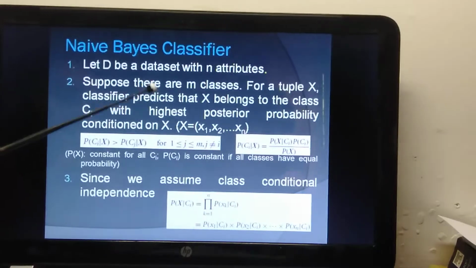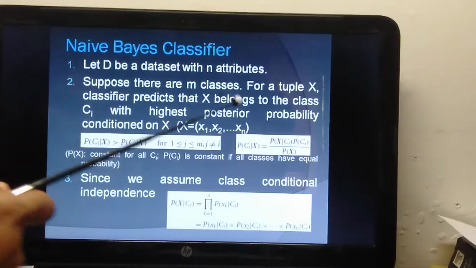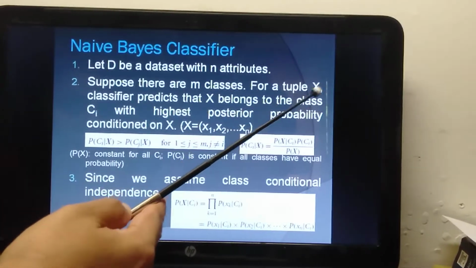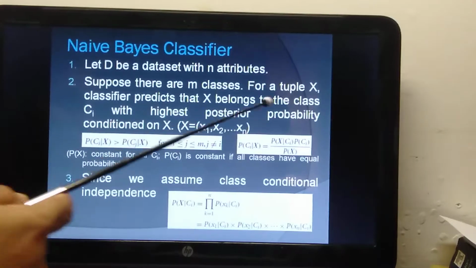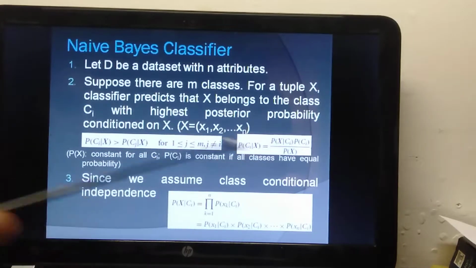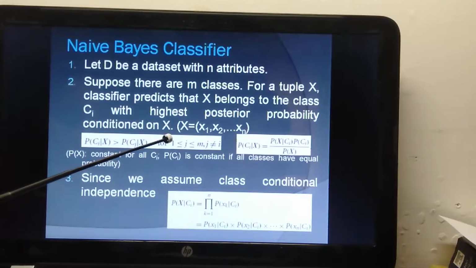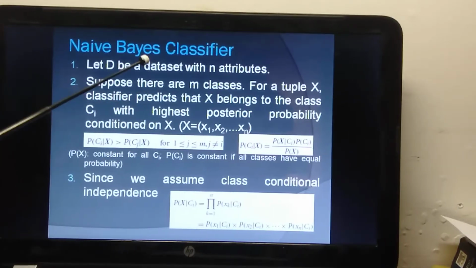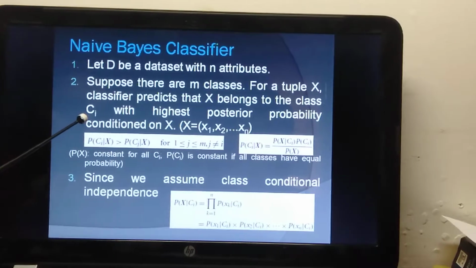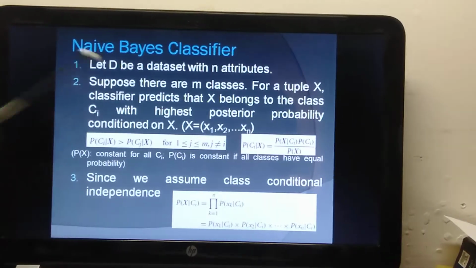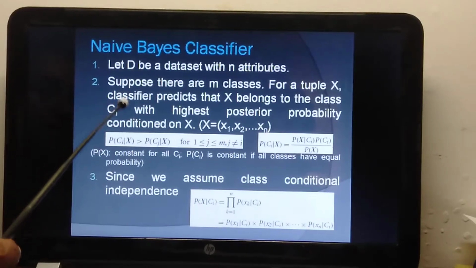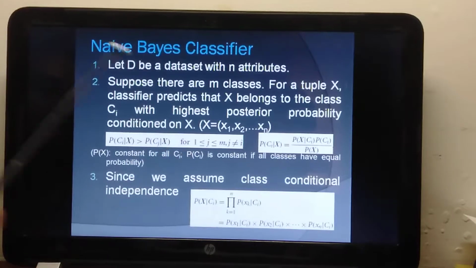Okay, suppose there are m classes. So there are m distinct classes in D. For a tuple X, the classifier predicts that X belongs to the class Ci with the highest posterior probability conditioned on X. That means the classifier finds the probability of X given that the class is Ci for all the classes. In our particular example, we have only two classes, yes and no: the customer buys the computer, yes, or the customer does not buy the computer, no.